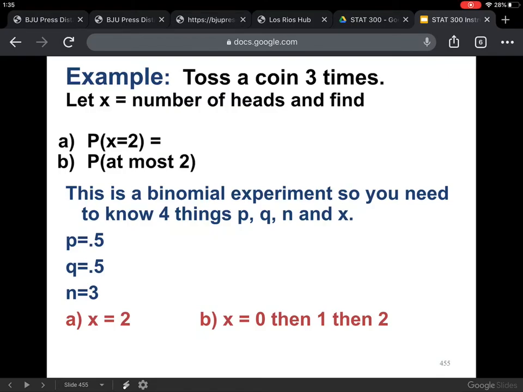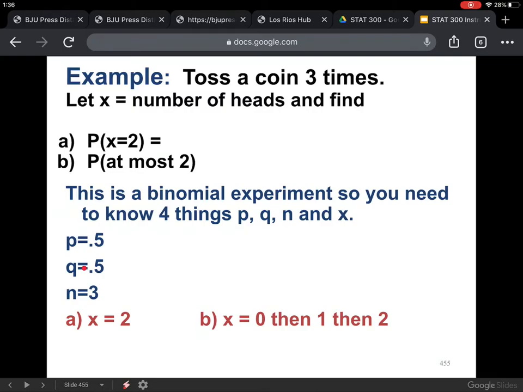Toss a coin 3 times. Let x be the number of heads, and find the probability that you get exactly 2 heads, probability that you get at most 2 heads. Well, be very careful again. This is a binomial experiment, so you need to know 4 things: p, q, n, and x, in any order you want. N is the number of trials, so you're going to toss a coin 3 times. That's 3. Probability of success is 0.5. Probability of failure is 0.5, 50-50 chance.